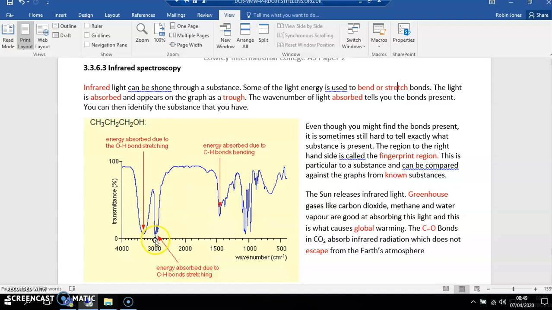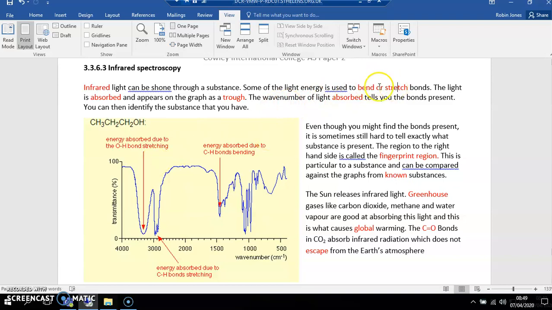Here, at around about 3,000, that's a carbon to hydrogen bond stretching or bending when I look it up. So now I know I've got an OH, it's an alcohol, and I also know that I've got some carbon to hydrogens. And I've also got some carbon to hydrogens here as well. And then I've got this whole region over on the right. So the wave number or wavelength of light absorbed tells you the bonds that are present.